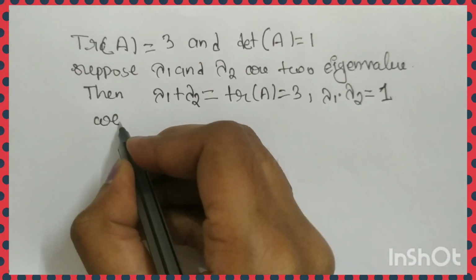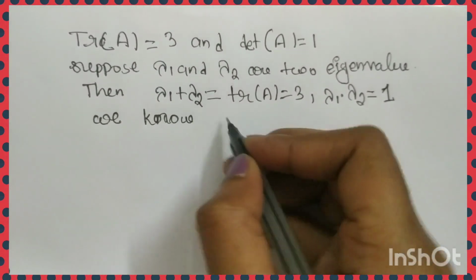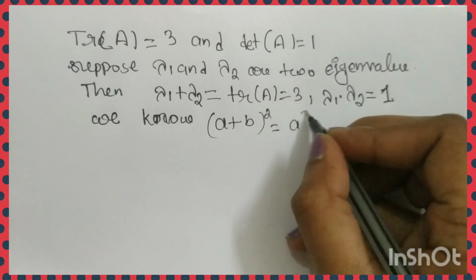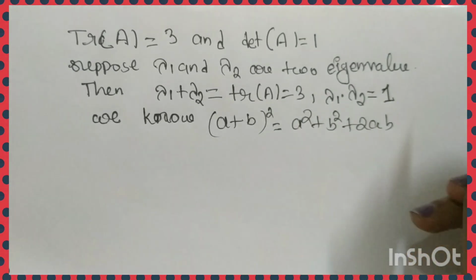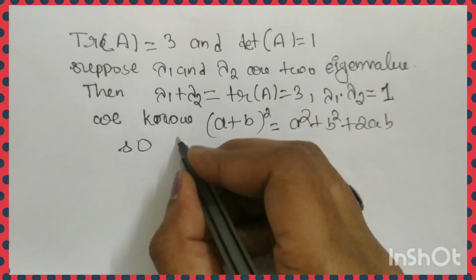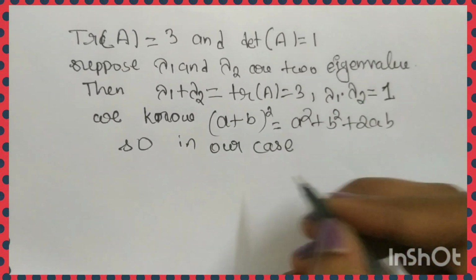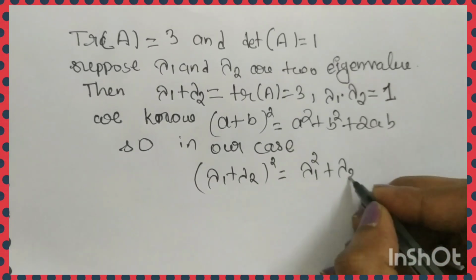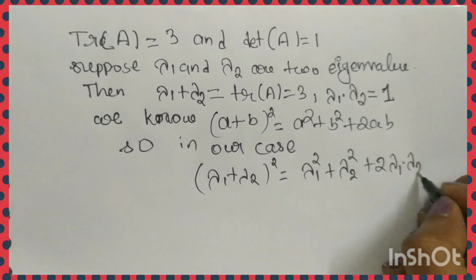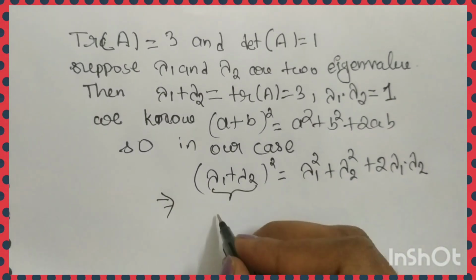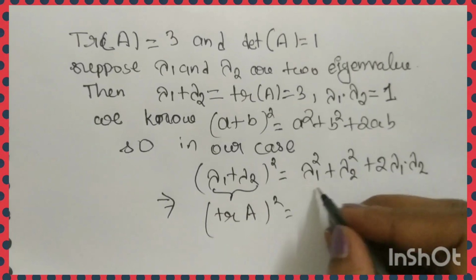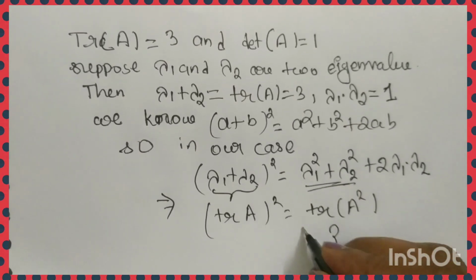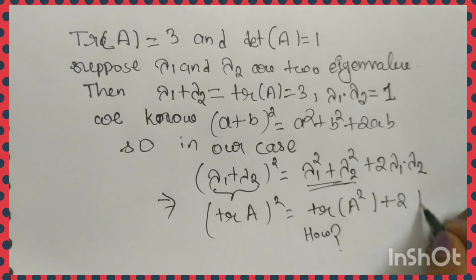Okay, now all we know what? We know a plus b का whole square equal to a square plus b square plus 2ab. Okay, so in our case, lambda 1 plus lambda 2 का whole square equal to lambda 1 square plus lambda 2 square plus 2 into lambda 1 into lambda 2. Okay, see, it is nothing but your trace of A का whole square, and it is nothing but what? Trace of A square. Okay, how? Think about it. Okay, and 2 into determinant of A.